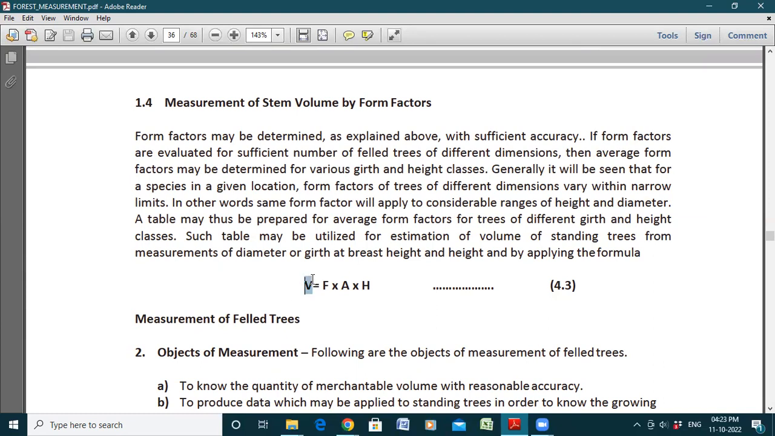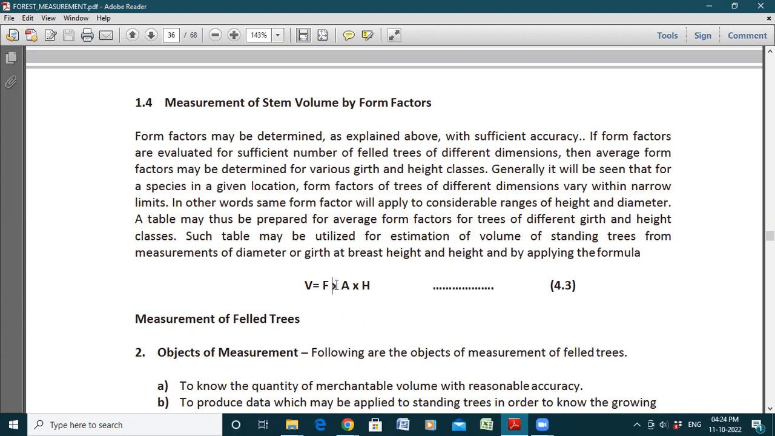A table may thus be prepared for average form factors for trees of different girth and height classes. Such tables may be utilized for estimation of volume of standing trees from measurement of diameter or girth at breast height and height by applying the formula V is equal to F into A into H.